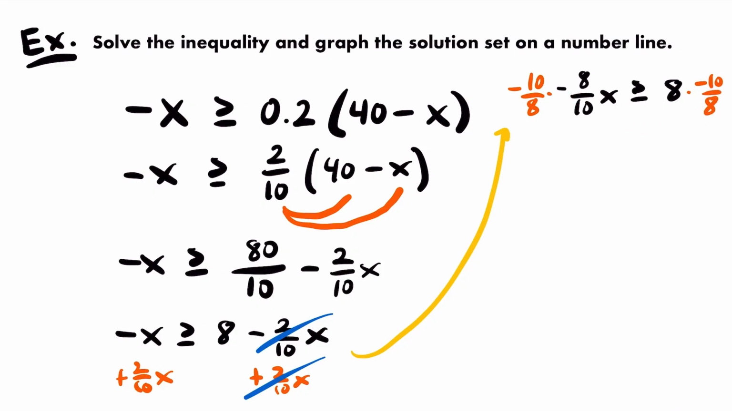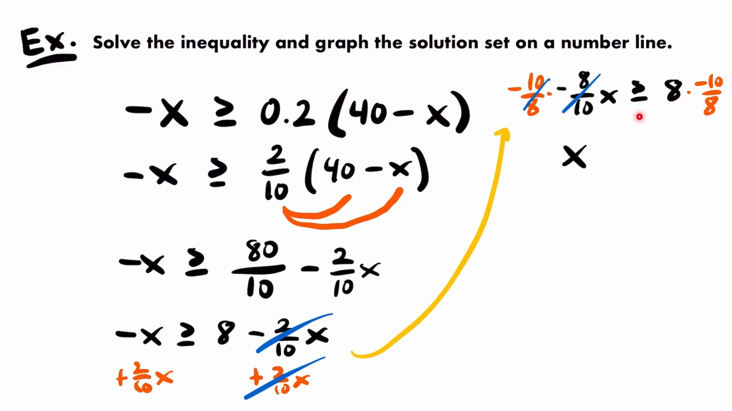Multiplying both sides of the inequality by that reciprocal of this fraction will eliminate that coefficient, because negative 10 times negative 8 is positive 80, and you're dividing by 8 times 10, which is also positive 80. So 80 divided by 80 is 1, just giving you a coefficient of 1 for x, which is exactly what we want. So we'll have x, but then be careful here.